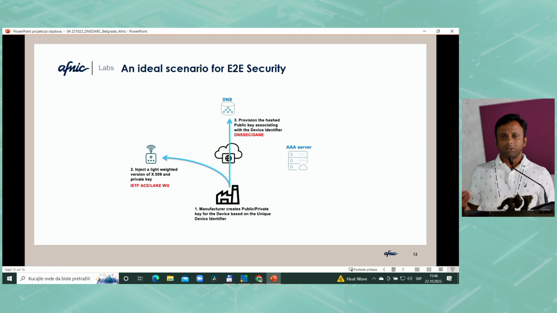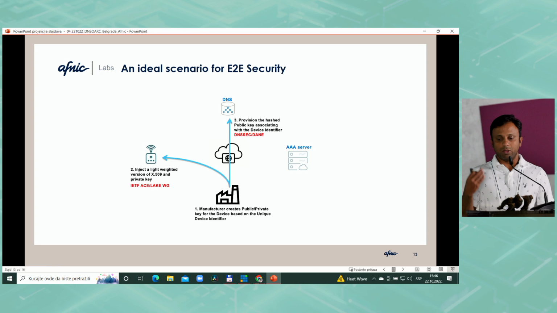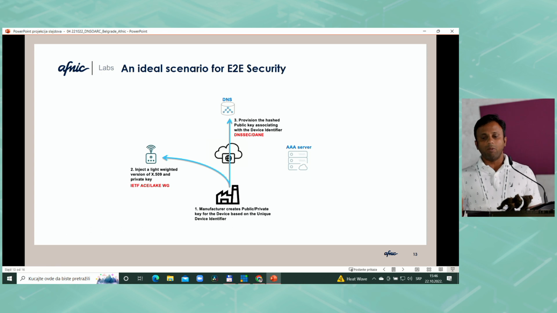In an ideal scenario, as of now what we did was that we tried to solve only the problem of the IP space. But an ideal scenario should be that we are able to have end-to-end security using asymmetric keys, that is the public keys as used in the internet. So it could happen that we have a lightweight key that is added to the device during the commissioning of the device, and that is shared with the DNS provider.